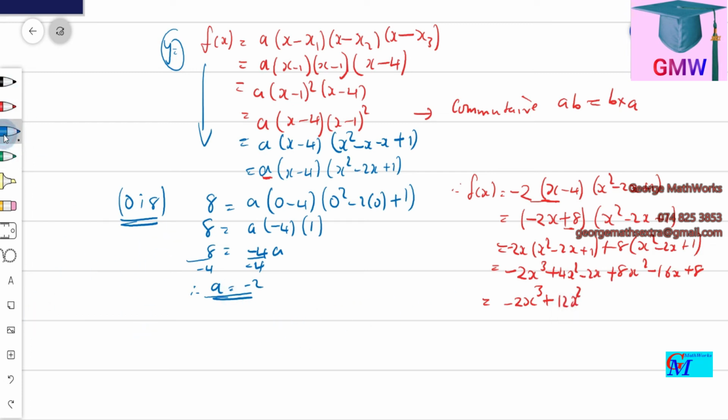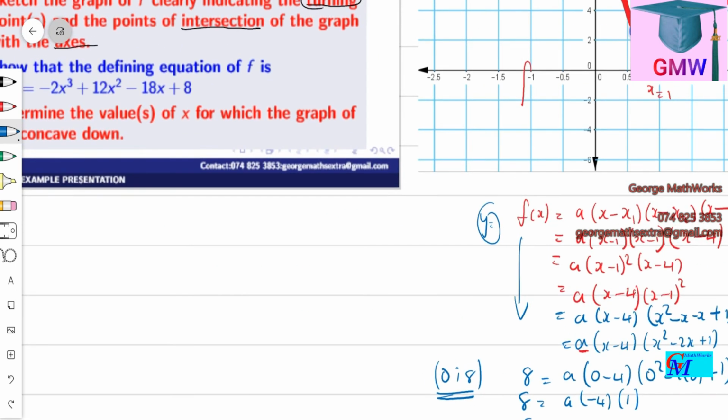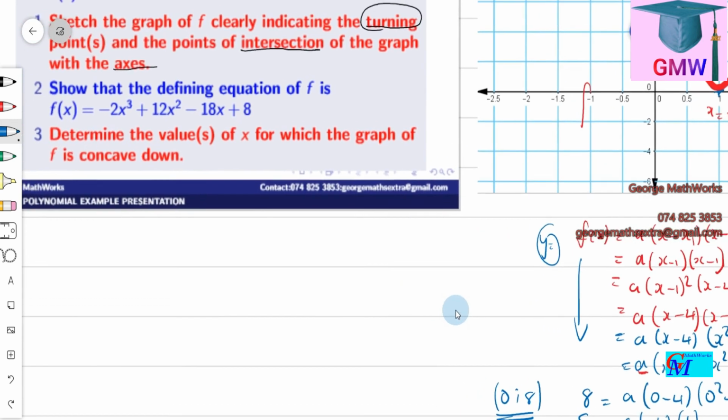I also have minus 2, which is this one, minus 2 minus 16 to give me minus 18x. Then in the end, plus 8. Now we need to check at this point. This is what we have found as our f of x. We want to see if we've arrived at what they wanted us to show. So I'm going to take you to the question and we compare our answers.